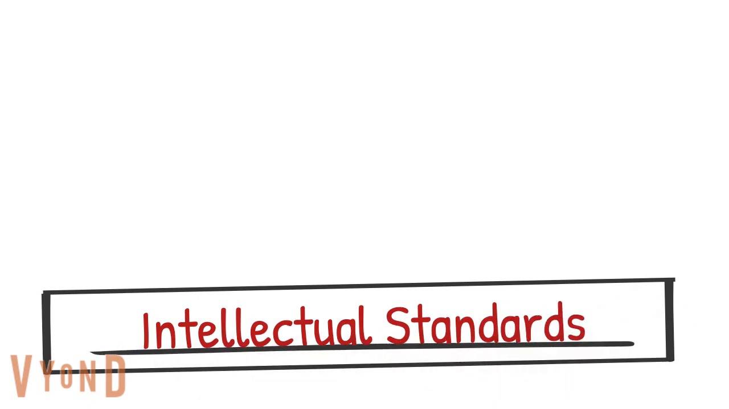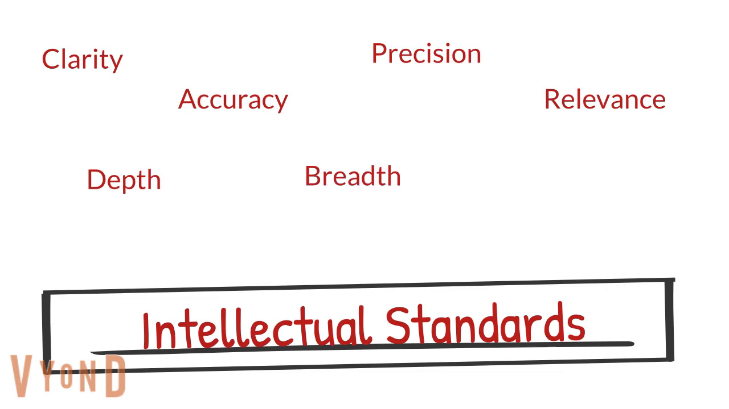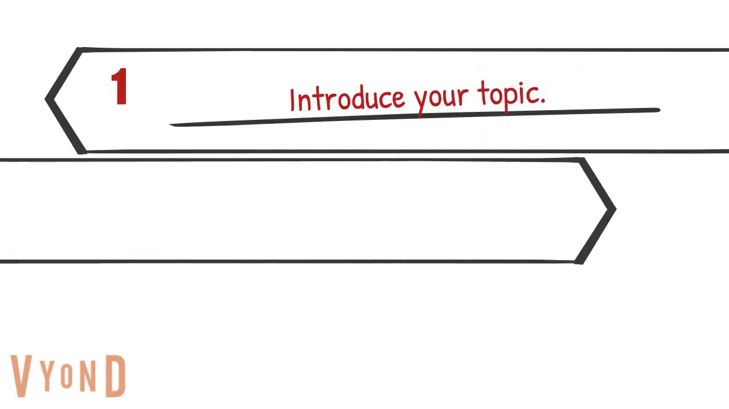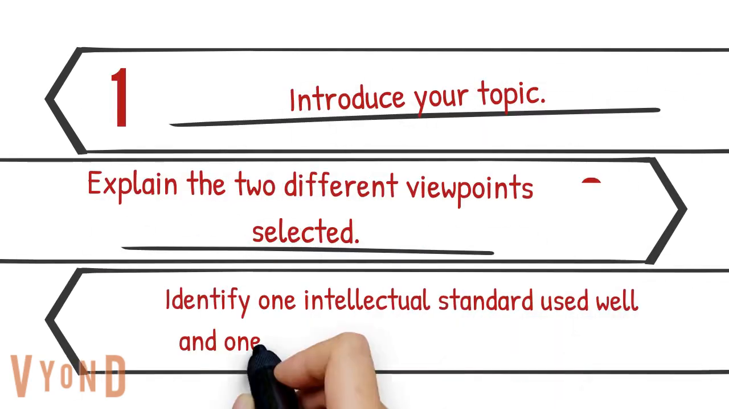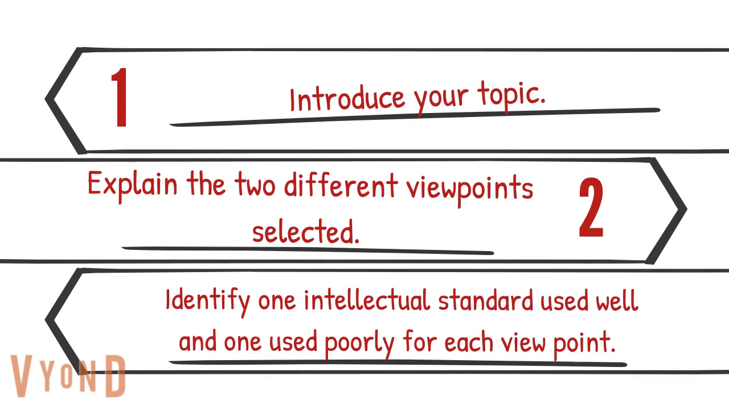Based on the research you locate, you will note the intellectual standards used well and used poorly in each source. You should recall that these standards are clarity, accuracy, precision, relevance, depth, breadth, logic, significance, and fairness. Basically, for this assignment, you will 1. Introduce your topic, 2. Explain the 2 different viewpoints selected, and 3. Identify 1 intellectual standard used well and 1 used poorly for each viewpoint.